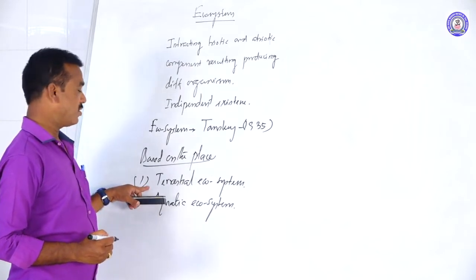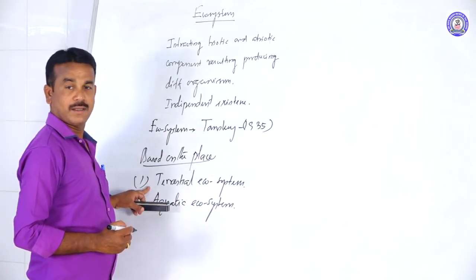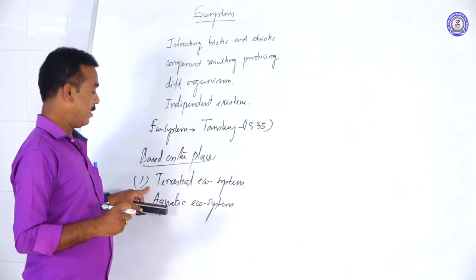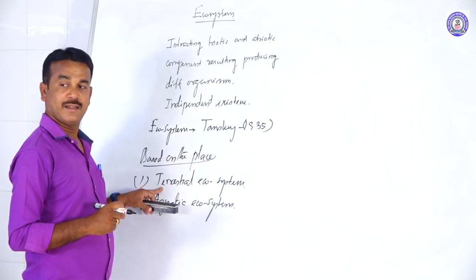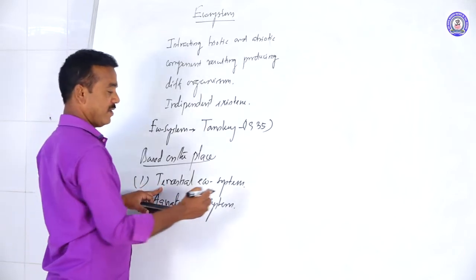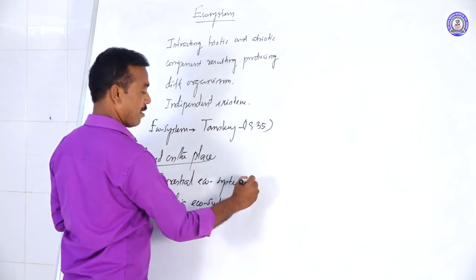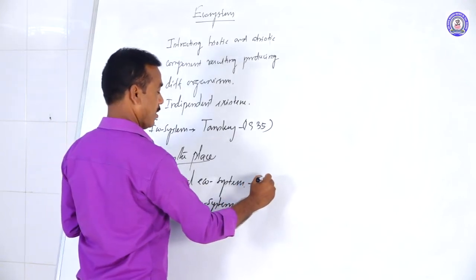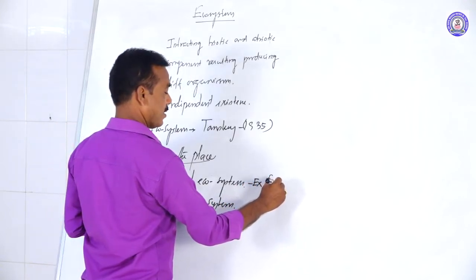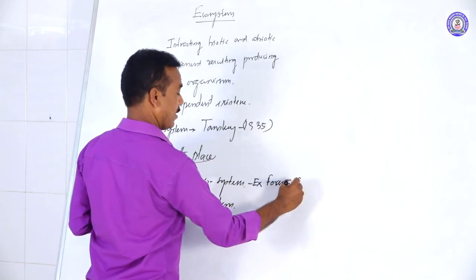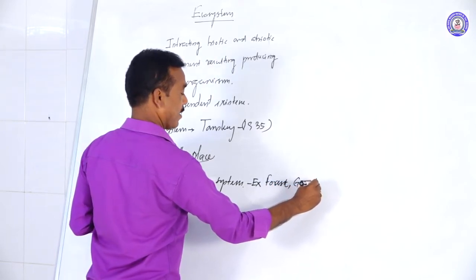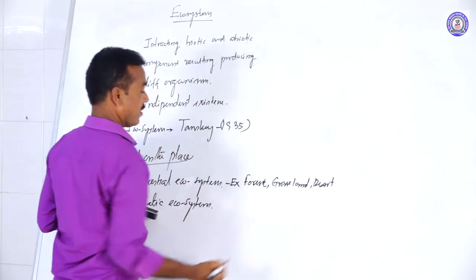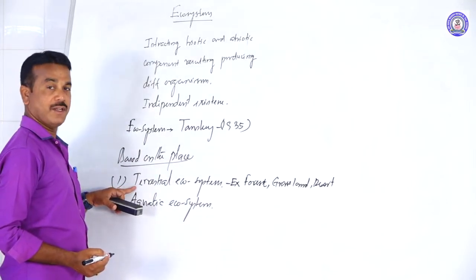What is the meaning of terrestrial ecosystem? Nothing but the organisms found on land. Based on the presence of the land, terrestrial ecosystem can be classified into various types. What are the examples of terrestrial ecosystems? Commonly called forest, grassland and desert. These are all examples of terrestrial ecosystem.